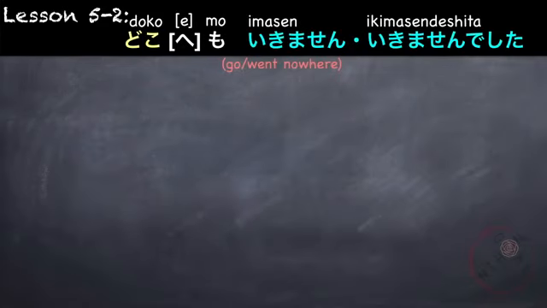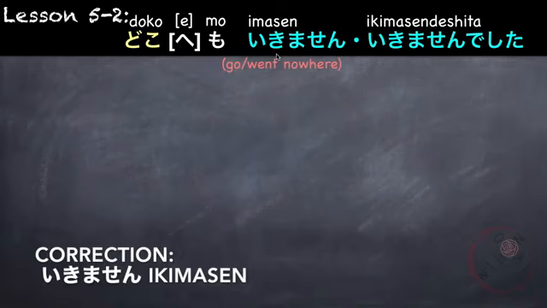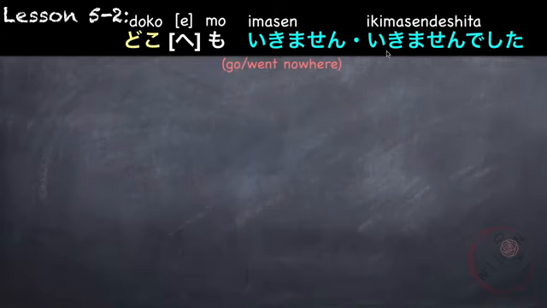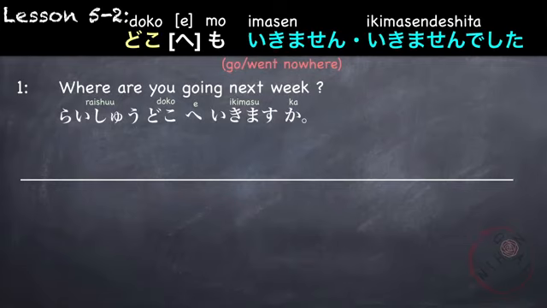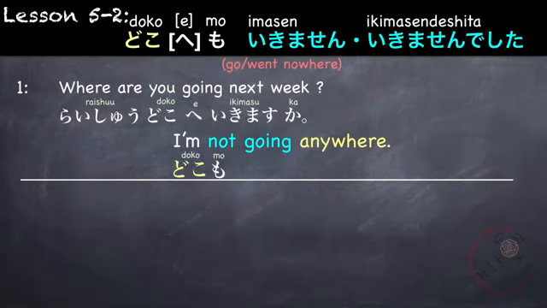Next is how to say go nowhere or went nowhere. Doko followed by mo actually means everywhere, but if it's followed by a negative verb such as ikimasen, the negative of go, meaning don't go, or the past tense, didn't go, ikimasen deshita, doko mo becomes nowhere or not anywhere. For example, where are you going next week? Raishu doko e ikimasu ka? Let's say I'm not going anywhere. First, not anywhere is doko mo. Not going is ikimasen. Doko mo ikimasen, or watashi wa doko mo ikimasen.